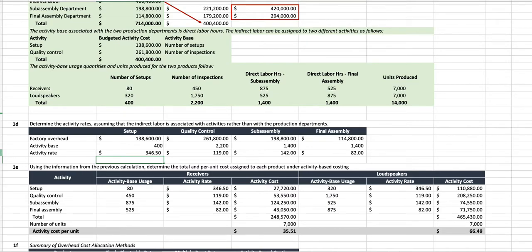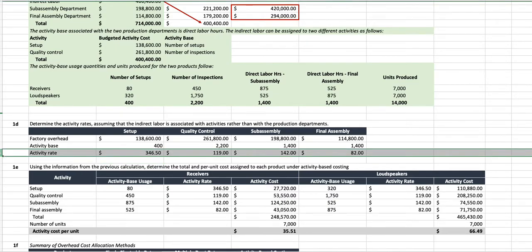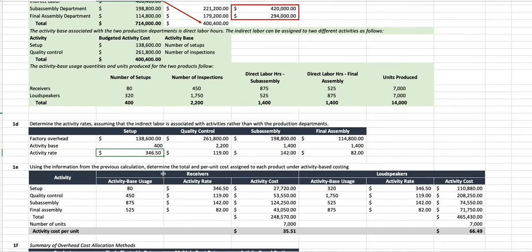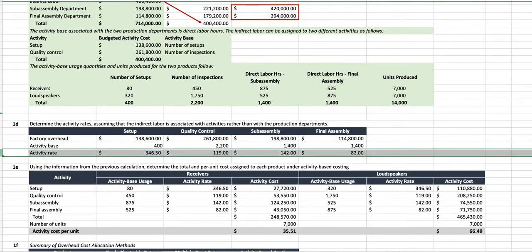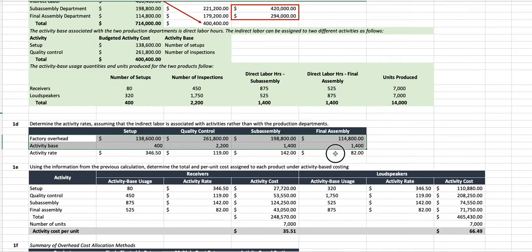Now, we're going to pause here for a moment. We can see right now that setup costs are kind of steep for each setup. It's $346.50 for each setup. This is going to be a huge cost driver as we look at which products have the most setups associated with it. Okay, so these are our interim calculations.